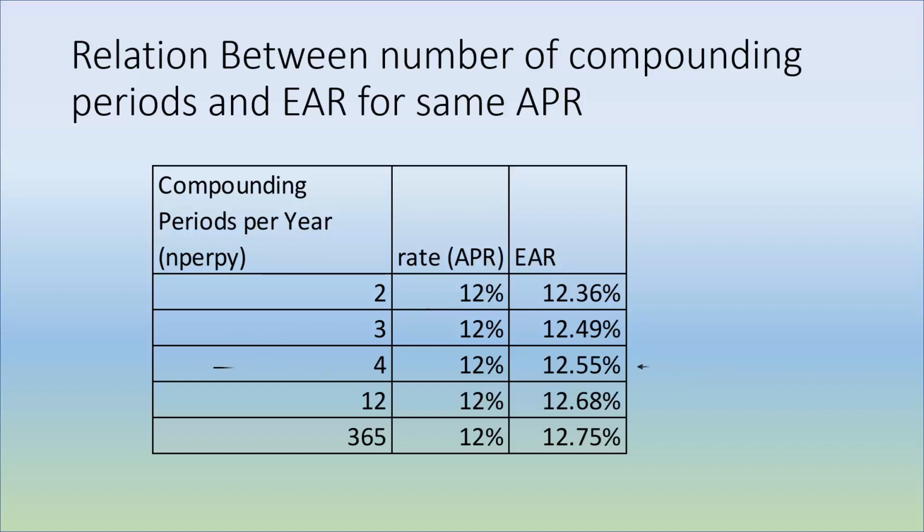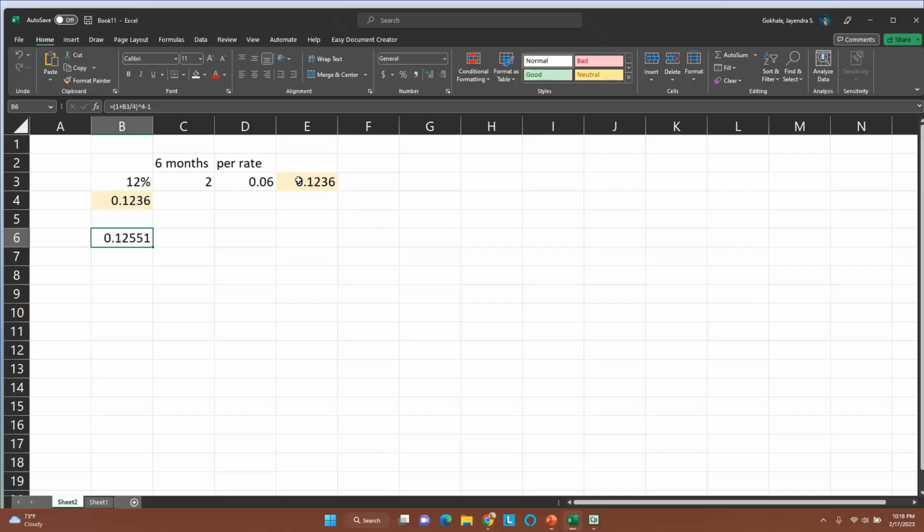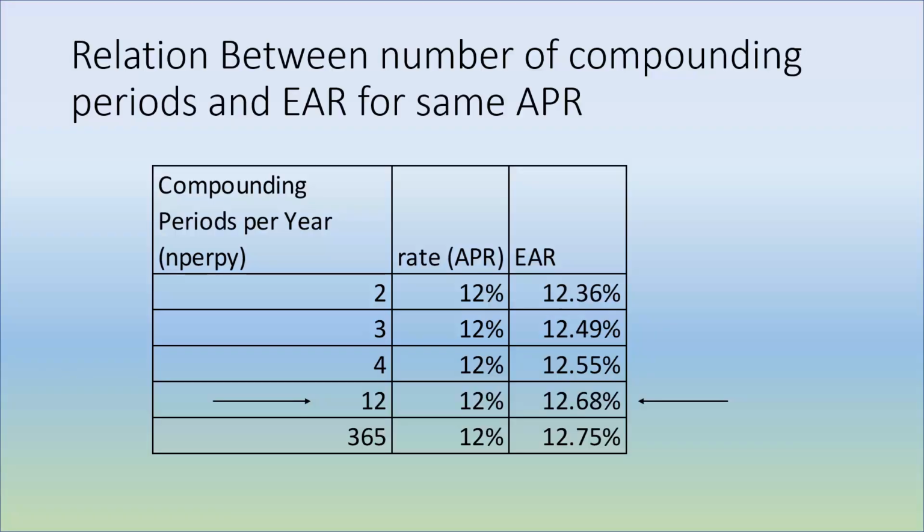Then with annual compounding, 12%, with monthly compounding, I beg your pardon, 12% becomes 12.68%. So to see that, all we have to do is divide it by 12 and raise to the power of 12, 12.68%. That's how we get it.